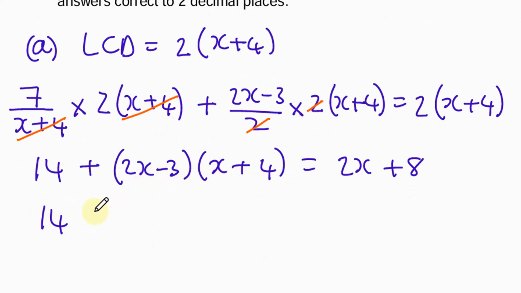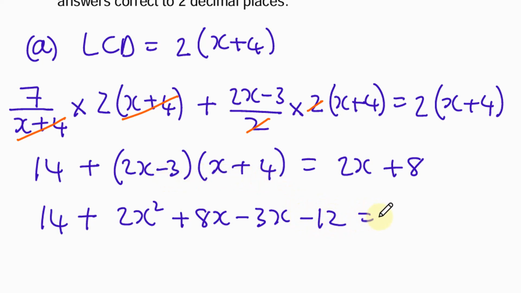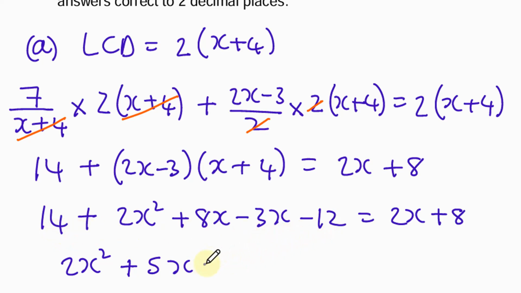We can multiply out these brackets. So 2x times x is 2x squared. 2x times 4 is 8x. Negative 3 times x is negative 3x. And negative 3 times 4 is negative 12. We first add like terms on the left-hand side. So 8x minus 3x is 5x. And we also have 14 minus 12, which is 2.